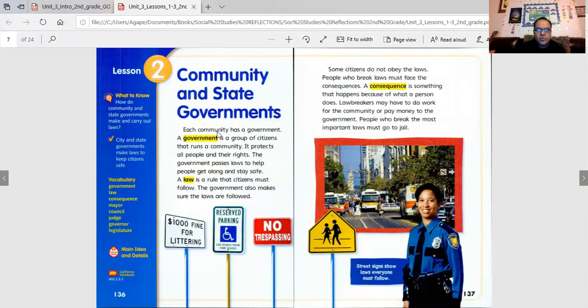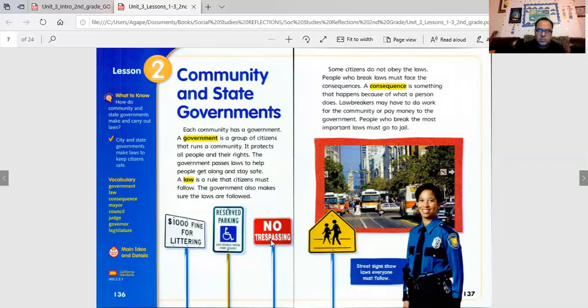Community and state governments. Each community has a government. A government is a group of citizens that runs a community. It protects all people and their rights. The government passes laws to help people get along and stay safe. A law is a rule that citizens must follow. The government also makes sure the laws are followed.